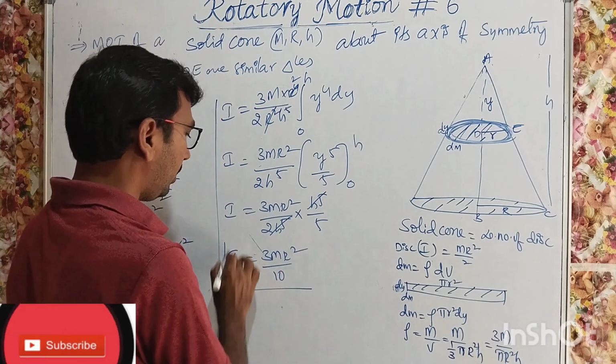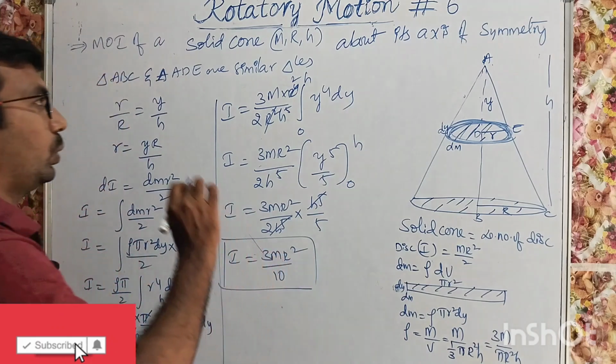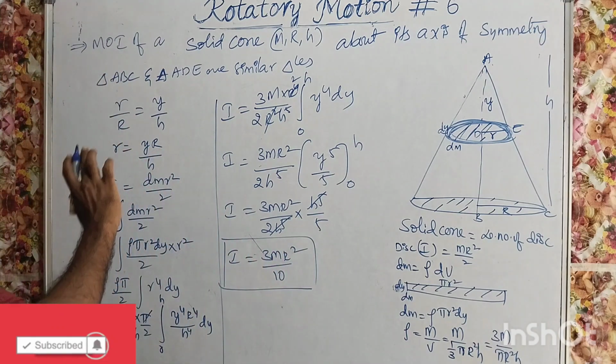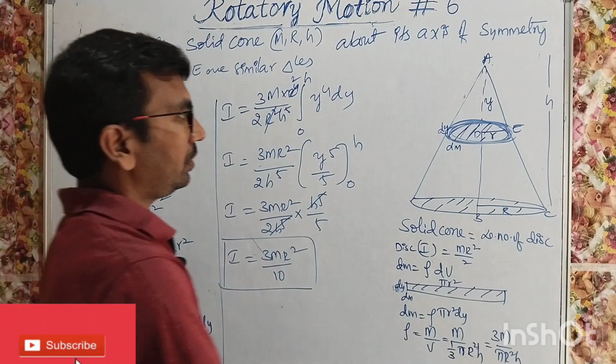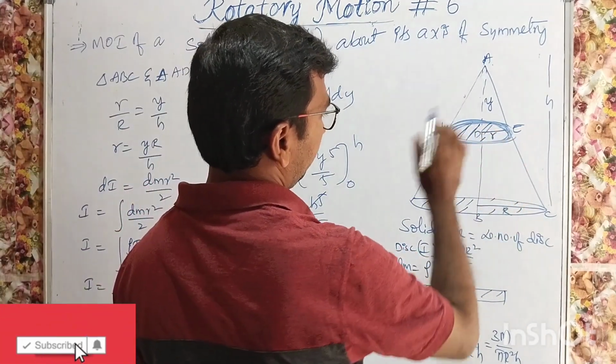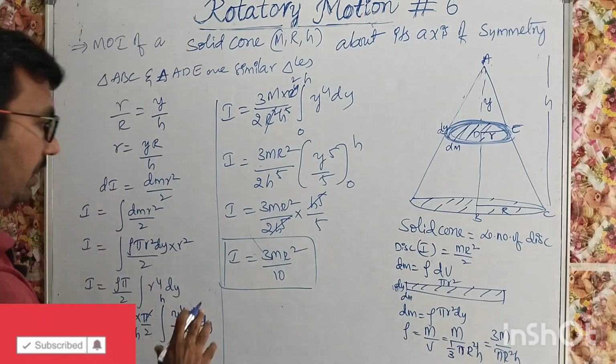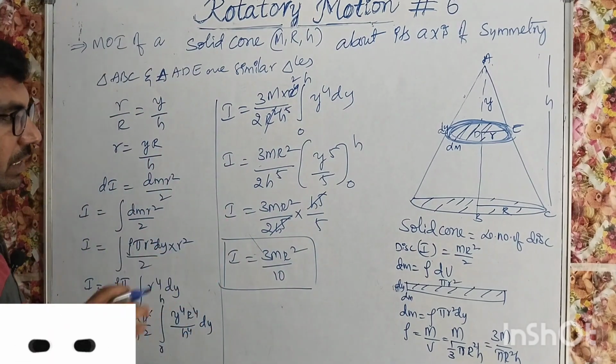So this is the moment of inertia of a solid cone. So, moment of inertia of a solid cone about its axis of symmetry. So I will consider a cone. So I will consider a small element dm. So this is the moment of inertia: I is equal to 3m r square by 10.